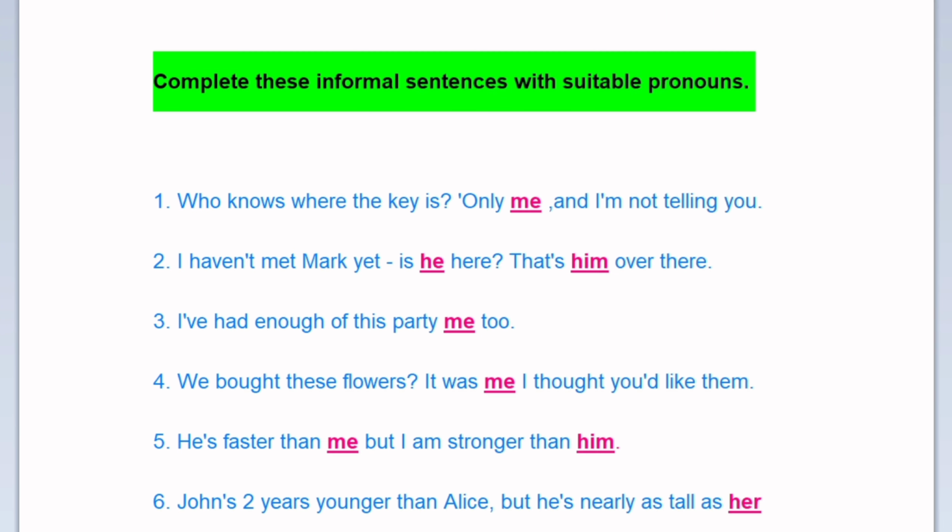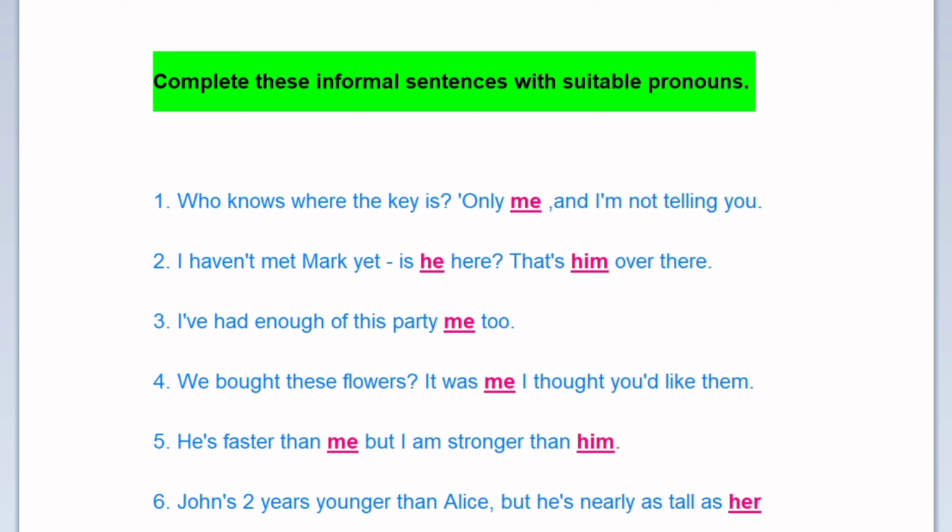Now, complete these informal sentences with suitable pronouns. Number 1. Who knows where the key is? Only me, and I'm not telling you. I haven't met Mark yet. Is he here? That's him, over there. I have had enough of this party. Me too. We bought these flowers. It was me. I thought you'd like them.